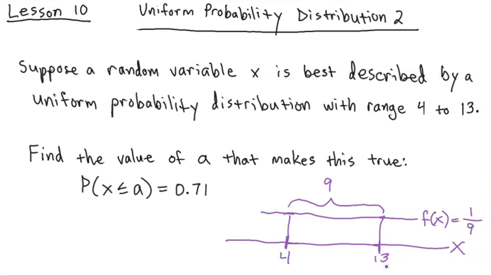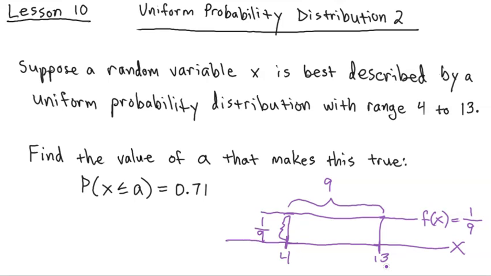So the height of this rectangle is 1/9. The width is 9. If we multiply 9 times 1/9, we get a probability of 1. So the area of this rectangle always equals 1, and that helps us identify other proportions or probabilities. In this question, we're looking for a proportion of 0.71.